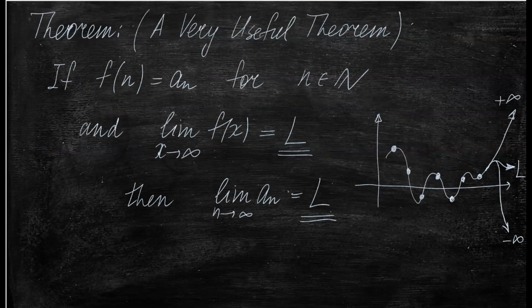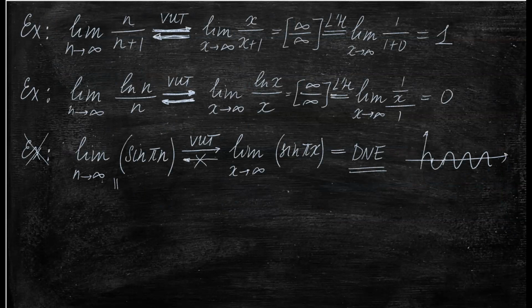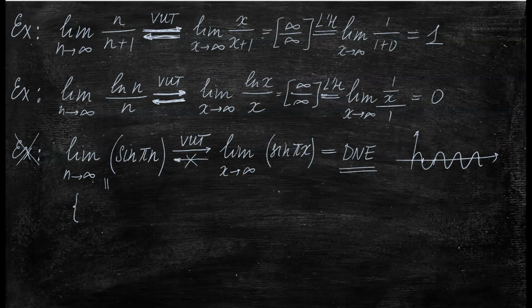So remember, this theorem only works one way. It only works when the limit of a function exists. So when it doesn't exist, it cannot be applied. So in this case, we're not applying the theorem. However, we can figure out this limit by just being observant and noticing that sine of pi n is always equal to 0 for all values of n. That is, sine of pi is 0, sine of 2 pi is 0, and so on. So this sequence is actually a trivial sequence full of zeros, and it makes sense that it converges to 0.